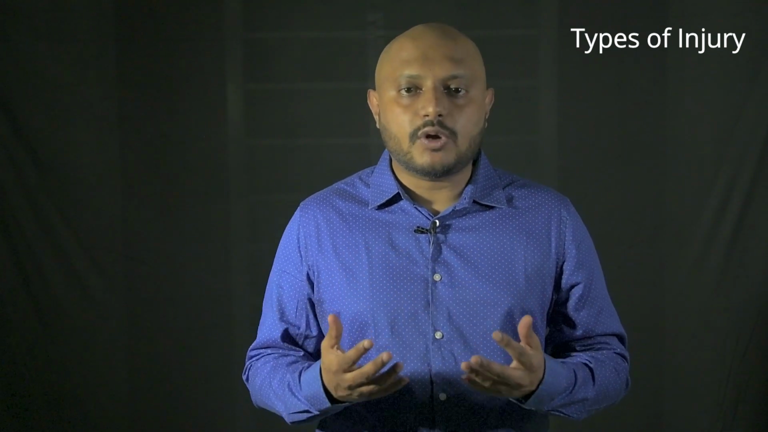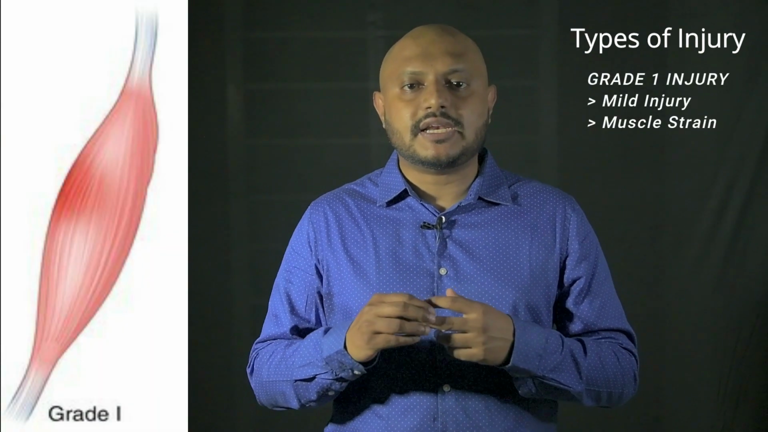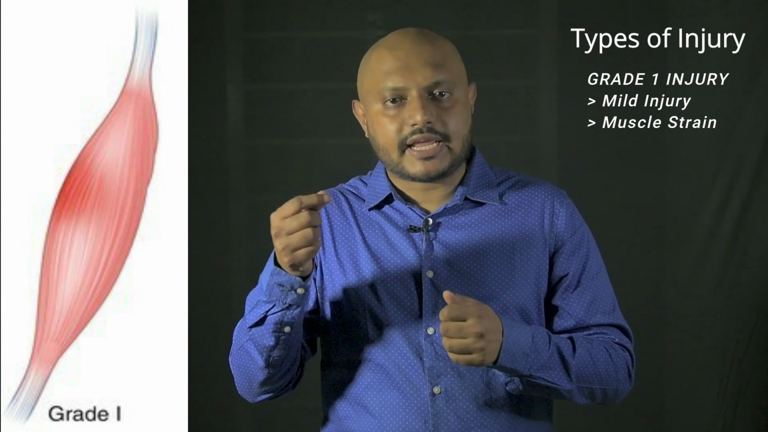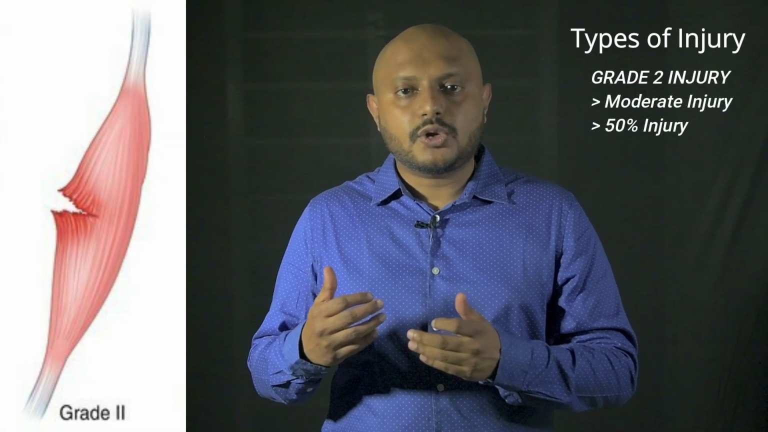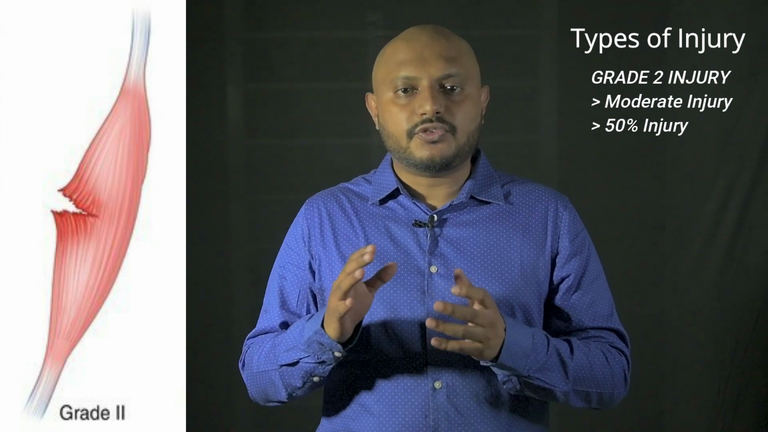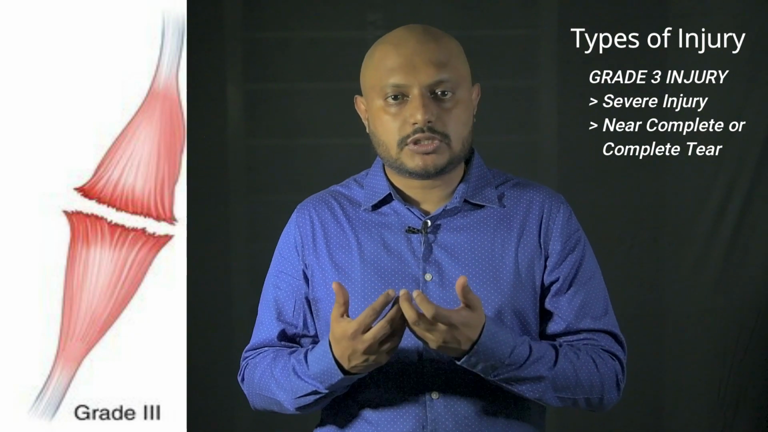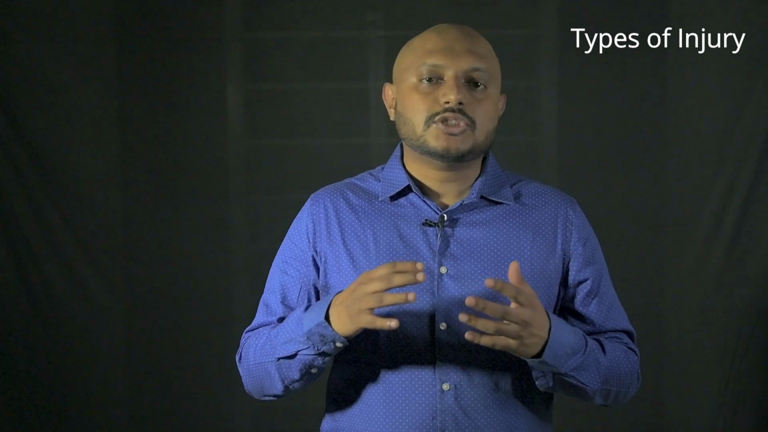And there are different types of tears. So basically you can grade the quadriceps muscle injury into three basic grades: grade 1, grade 2 and grade 3. Grade 1 is basically a minor injury where there is a small strain, so the muscle fibers get slightly torn. Grade 2 is more of a moderate injury, where up to 50% of the muscle gets injured, while grade 3 is a severe injury where a near complete or a complete tear occurs. In Bhuveneshwar Kumar's case, it's almost a grade 2 or grade 3 tear, so maybe 50 to 75% of the muscle has been injured.